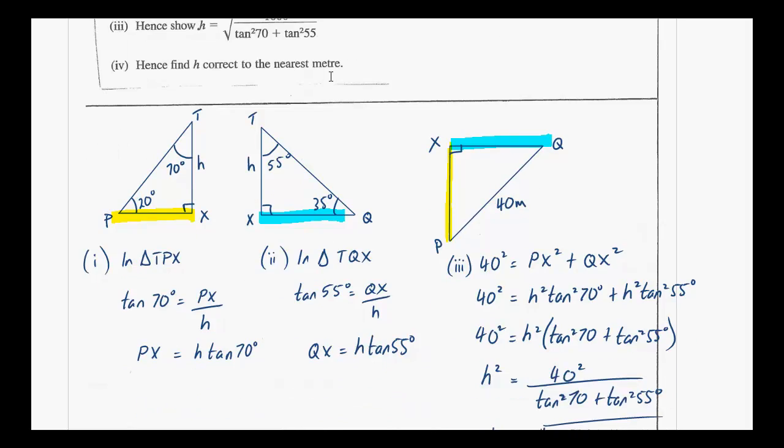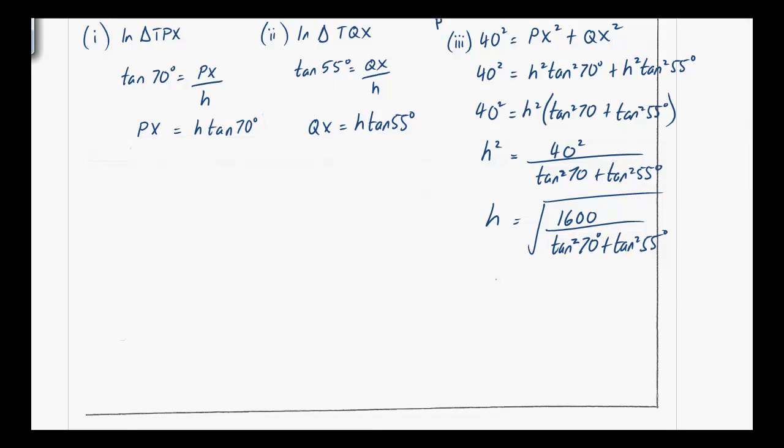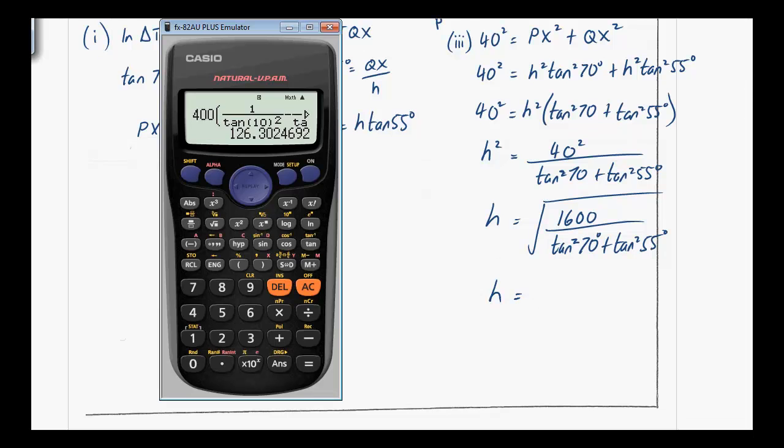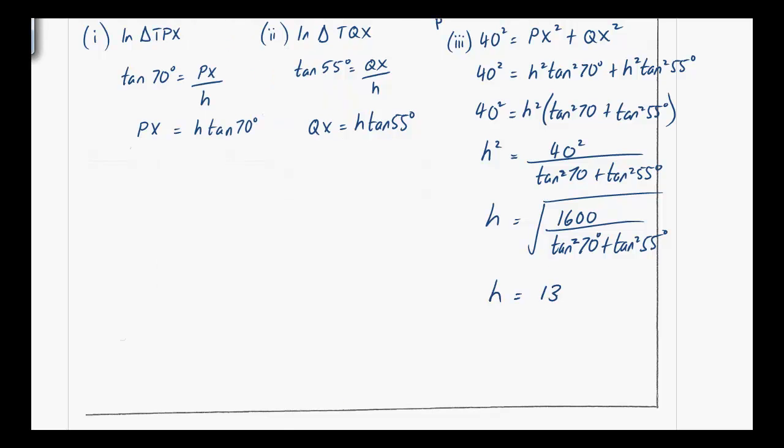Finally, hence find the value of H, correct to the nearest meter. So using your calculator, we do the square root of 1600 over tan 70 squared plus tan 55 squared. Okay, so we get, to the nearest meter, 13 meters. And that's done.